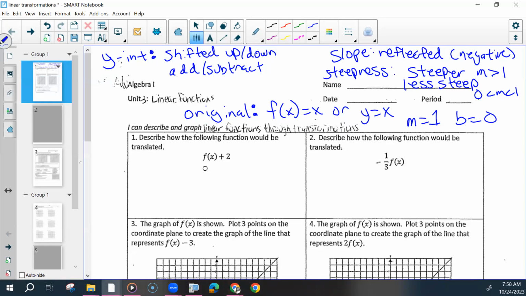So for this one, you have some f of x. I'm sorry, I didn't write one lesson: multiplying or dividing. So slope is always multiplying or dividing, y-intercept is always adding or subtracting.